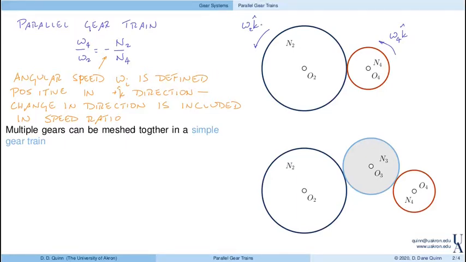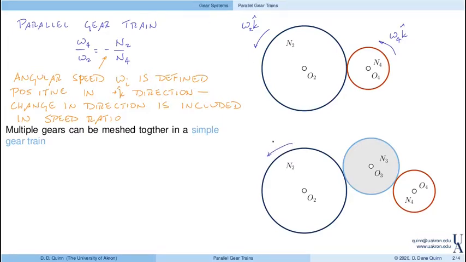So here, if omega 2 is positive, omega 4 is negative, or vice versa. I define each angular speed as positive in the counterclockwise direction, and then I let this change in direction be taken care of in the constitutive law, as opposed to defining omega 4 as in the minus k direction, positive. We'll see an advantage of this next. Multiple gears can be meshed together in what's known as a simple gear train. So again, N2 is connected to N3, which is connected to N4.